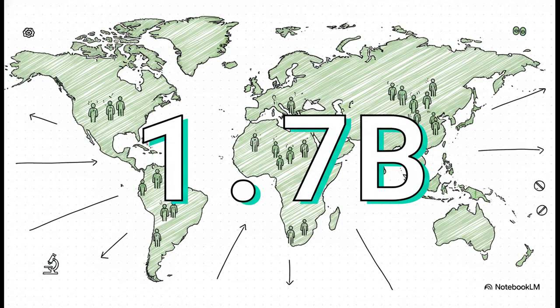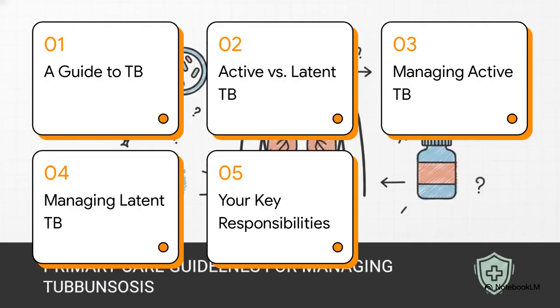And to really get a sense of why this matters so much, just look at this number, 1.7 billion. That's not million, it's billion. We're talking about nearly a quarter of the entire world's population living with a latent TB infection. It's a massive, staggering figure, and it really shows the scale of the challenge that you're facing on the front lines. So, here's how we're going to break it all down for you.